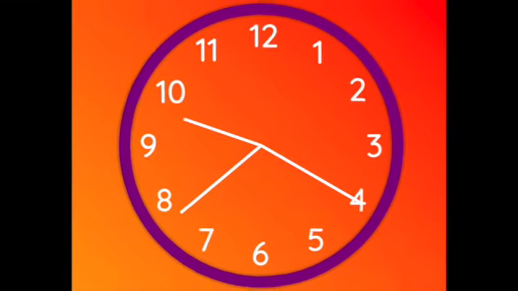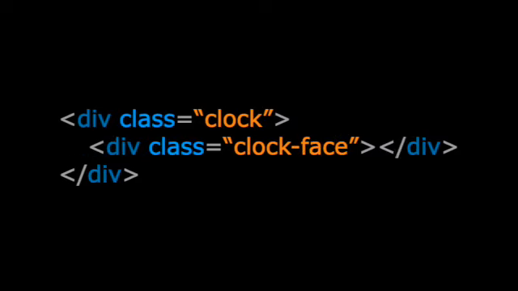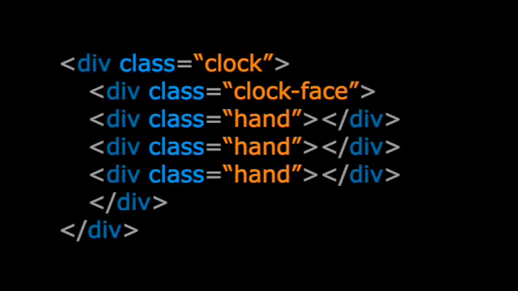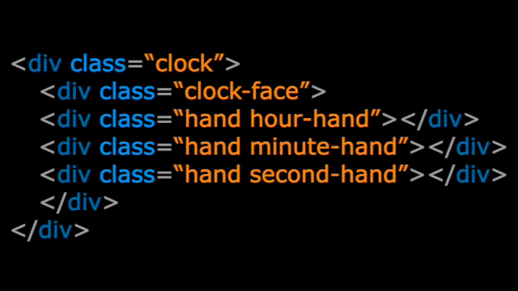You want to make your own analog clock? Let's get started. Type up your HTML with divs and classes of clock and clock face. Add in your 3 divs for the hands. Also separate hour hand, minute hand, and second hand classes.